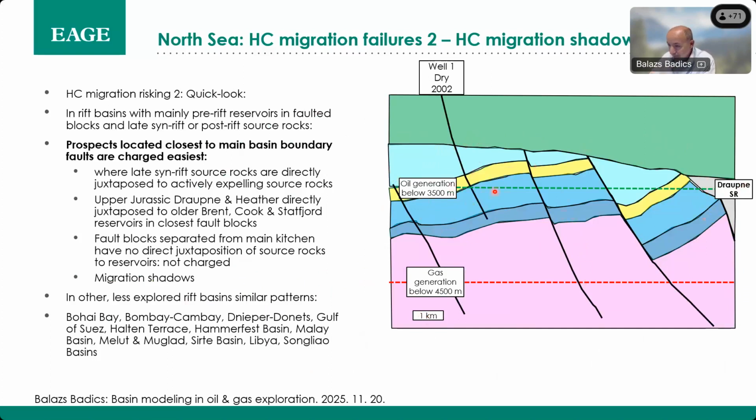But then later on, in 2012, a discovery well was made. This is actually the Garantiana discovery into the segment, which is just directly next to the generative kitchen. There, the Draupne source rock and the Heather source rocks are directly juxtaposed to the Cook reservoir in that fault segment. And the appraisal well was drilled in 2014, and that also found oil and an oil leg.